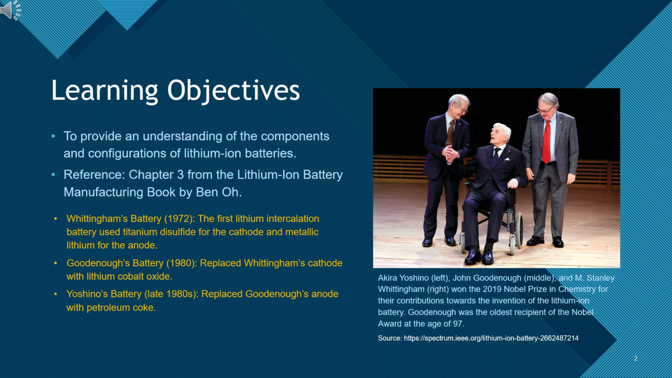We went from Whittingham's early titanium disulfide cathode in the 70s, to Goodenough's lithium cobalt oxide, and finally to Yoshino's use of carbon-based anodes in the late 80s. This history is important because it shows that the materials inside it define a battery. As we move forward, we will look at the modern versions of these cathodes and anodes that you will be handling on the production line. For a more detailed background, please refer to Chapter 3 in your training book.